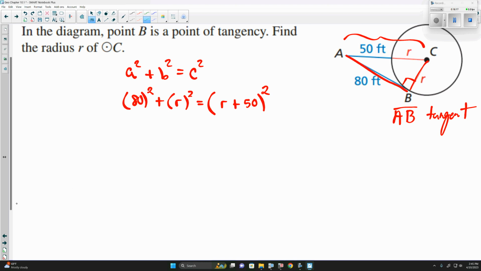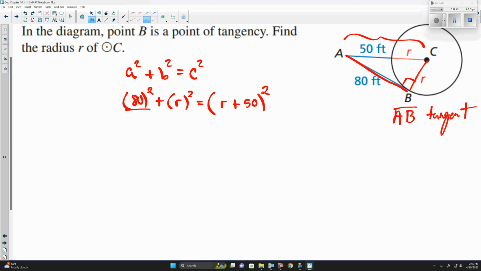Now, before we start solving, are there any questions on how we set this up? A squared plus b squared? Yeah, so we're just using Pythagorean's formula and plugging in our values. So r plus 50 was the hypotenuse, because we just added those two lengths together. You're good. And then our other two sides are r and 80.